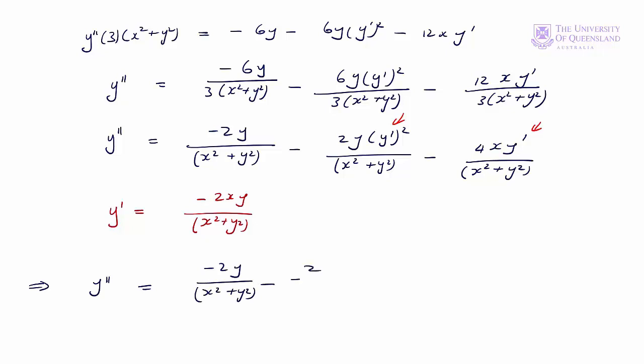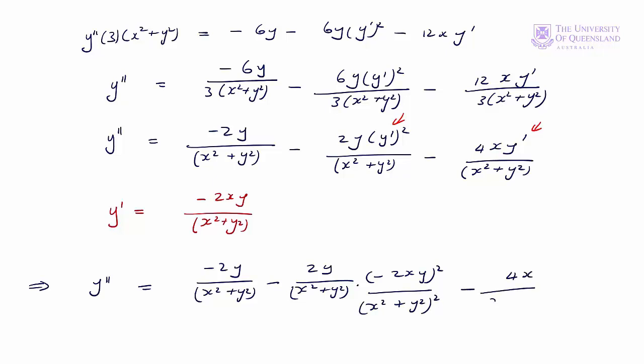minus 2y minus 2y on x squared plus y squared times y prime squared. That will be minus 2xy all squared in the numerator over x squared plus y squared all squared minus 4x on x squared plus y squared times y prime minus 2xy over x squared plus y squared.